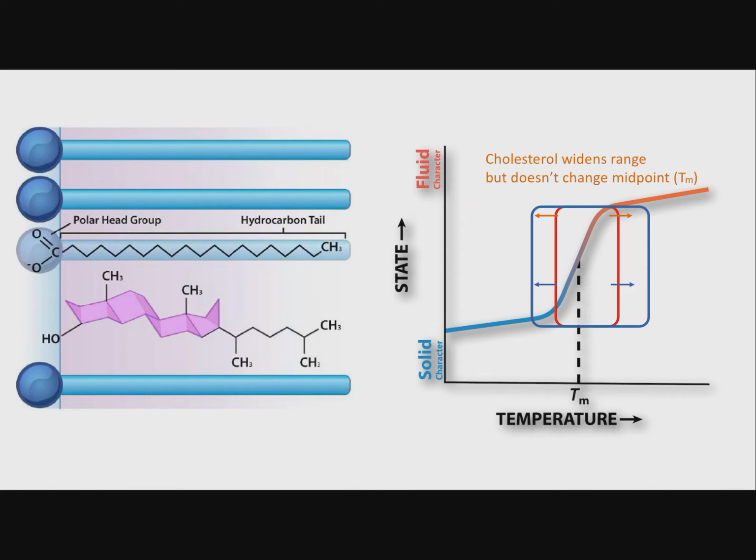And so what cholesterol does is it doesn't change the melting temperature or the midpoint of that transition from solid to liquid, but it widens the range. And so it can provide some more stability. If you remove cholesterol, you can add more flexibility if you add cholesterol. So it's kind of like a buffer.